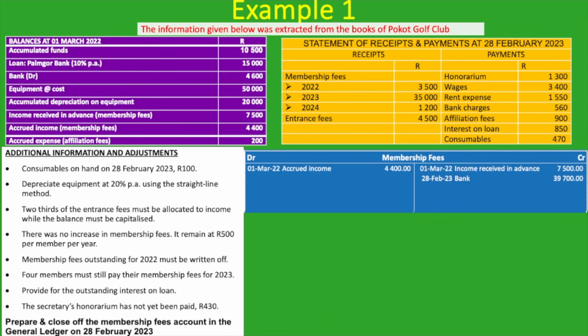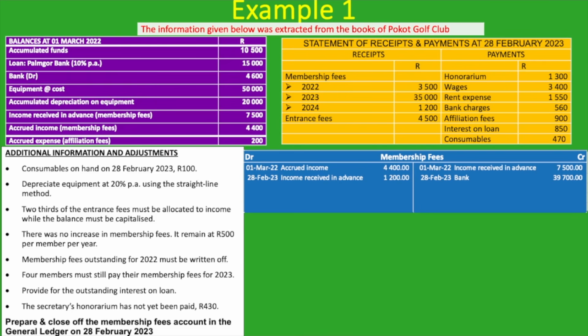Like I mentioned, you see here where it's written 2024. That's an easy one to remove because we know that's income received in advance. And so they are paying for next year in advance. So we need to remove that because that doesn't belong to money that we have earned in this particular financial period. And that is why I said accruals are very important in understanding this. So we're going to put on the debit side 28th of February 2023 and put income received in advance 1,200 rand.